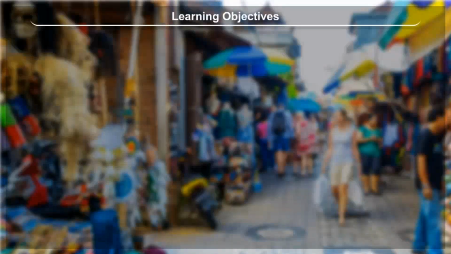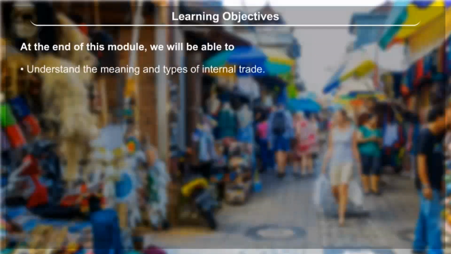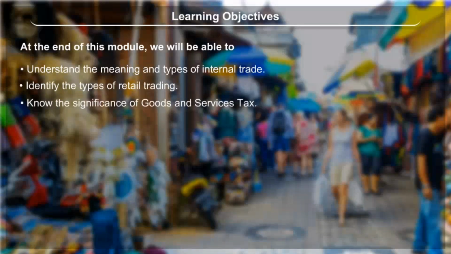Learning objectives. At the end of this module, we will be able to understand the meaning and types of internal trade, identify the types of retail trading, know the significance of goods and services tax, and explain the importance of associations and organizations in promoting trade.